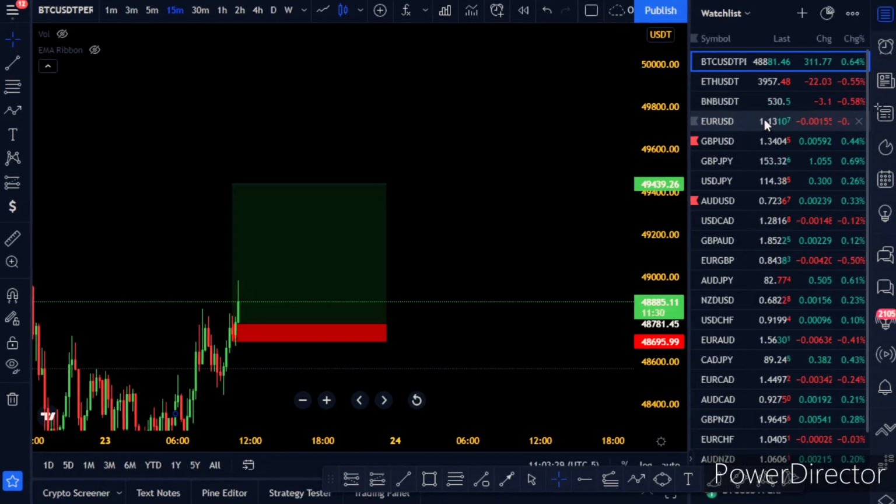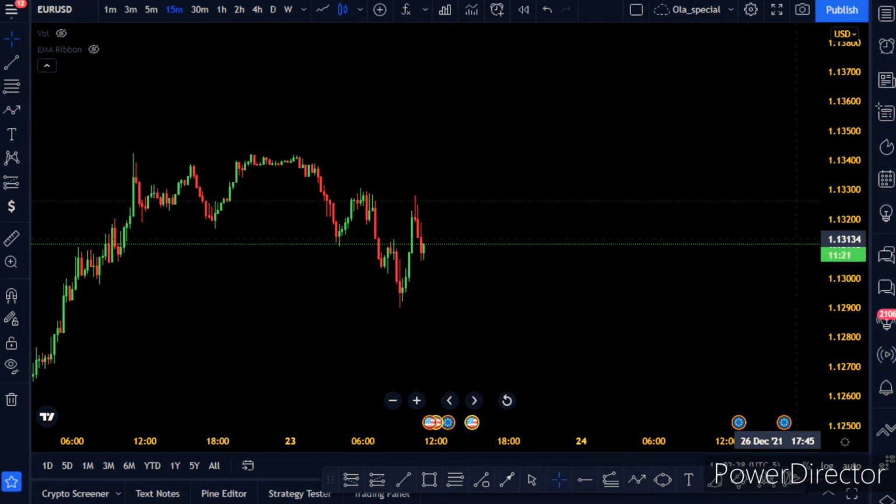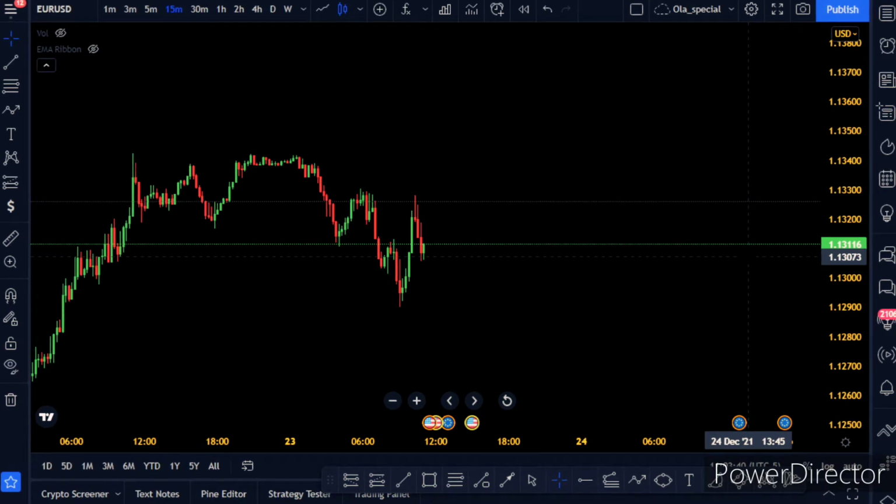So I'm going to teach you how to perfectly draw your support and resistance, and the procedures you have to follow to draw a perfect support and resistance, and how to know where your support and resistance line should be.